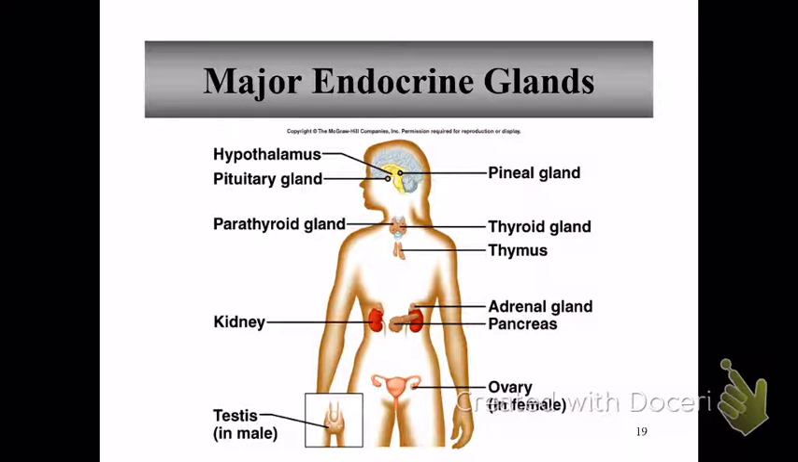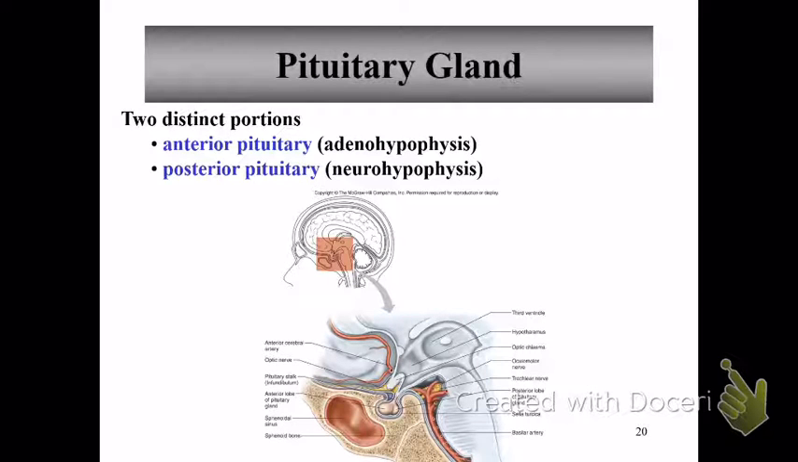Alright, now we're into the meat and potatoes. That's the picture similar to the first one, where the glands are, and we're going to talk about each one of them. Okay, the pituitary gland is first.